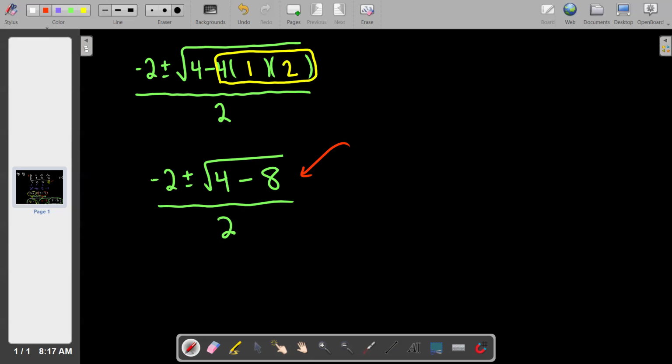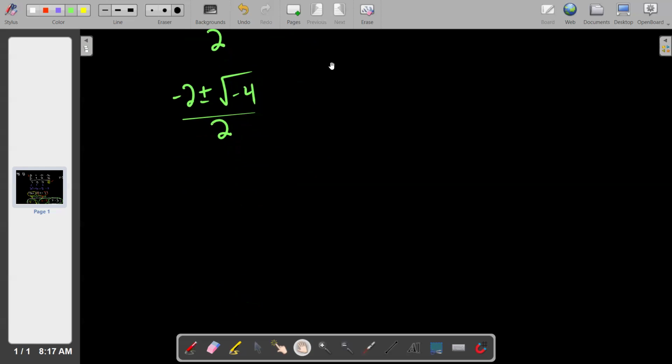In this case, what this now says is negative 2 plus or minus the square root of negative 4 over 2. And I'm still not done. But I do know that my answers are going to be imaginary. From something we talked about 10 minutes ago, can you guys tell me what the answer to this yellow circle is? 2. Good job, Parker. It is 2i. So my answer now sits like this, negative 2 plus or minus 2i all over 2.